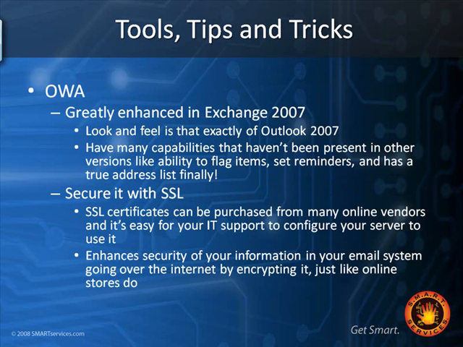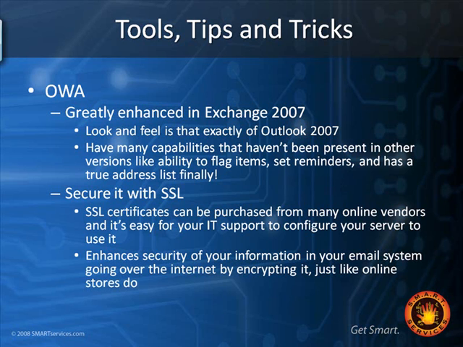We talked a little bit at the beginning about Outlook Web Access. I mentioned that it's greatly enhanced in Exchange Server 2007, which has been out for a couple of years now. It's a really great tool, and I find that most of the time I'm just using Outlook Web Access for working remotely now, because it looks and feels exactly like Outlook 2007. And it has all the capabilities that Outlook does that haven't been there in the past. Like you can flag items and set reminders, which I do all the time so I don't forget to get back to people. And it finally has the real address list, just like in Outlook, when you click "To" to send somebody an email, that's all there.